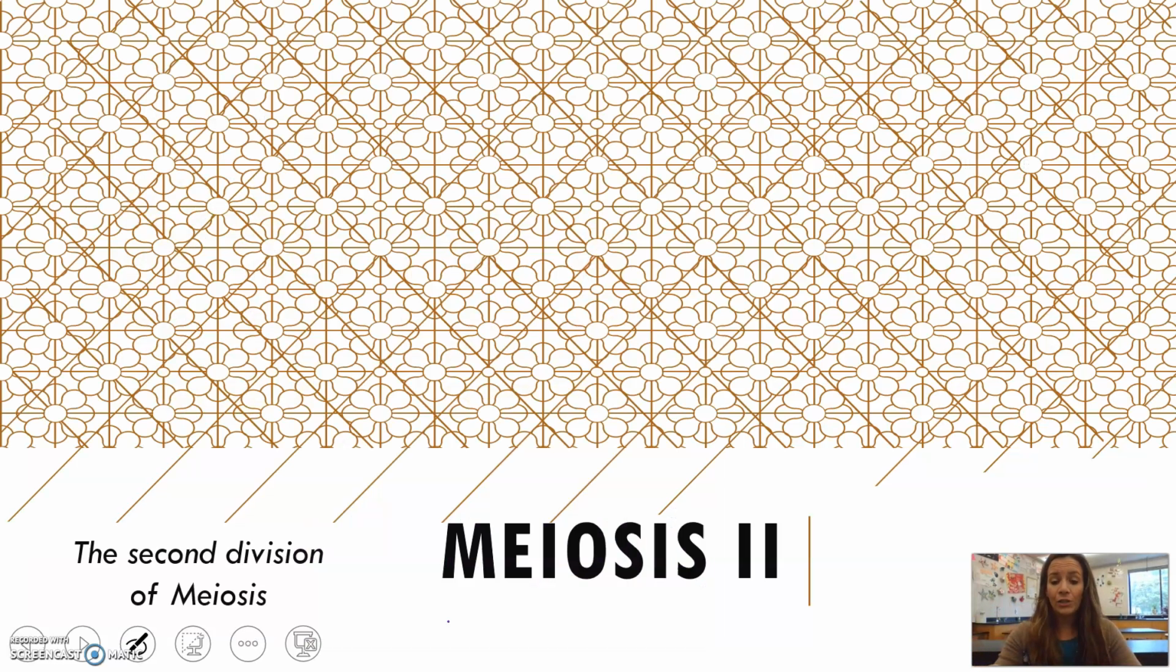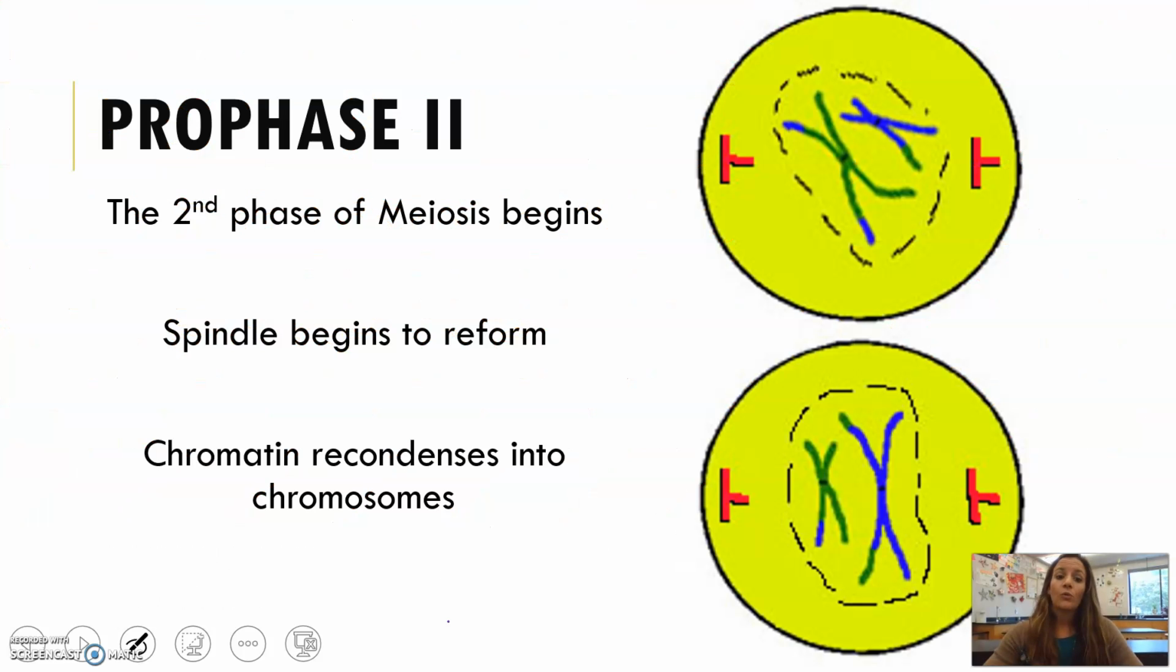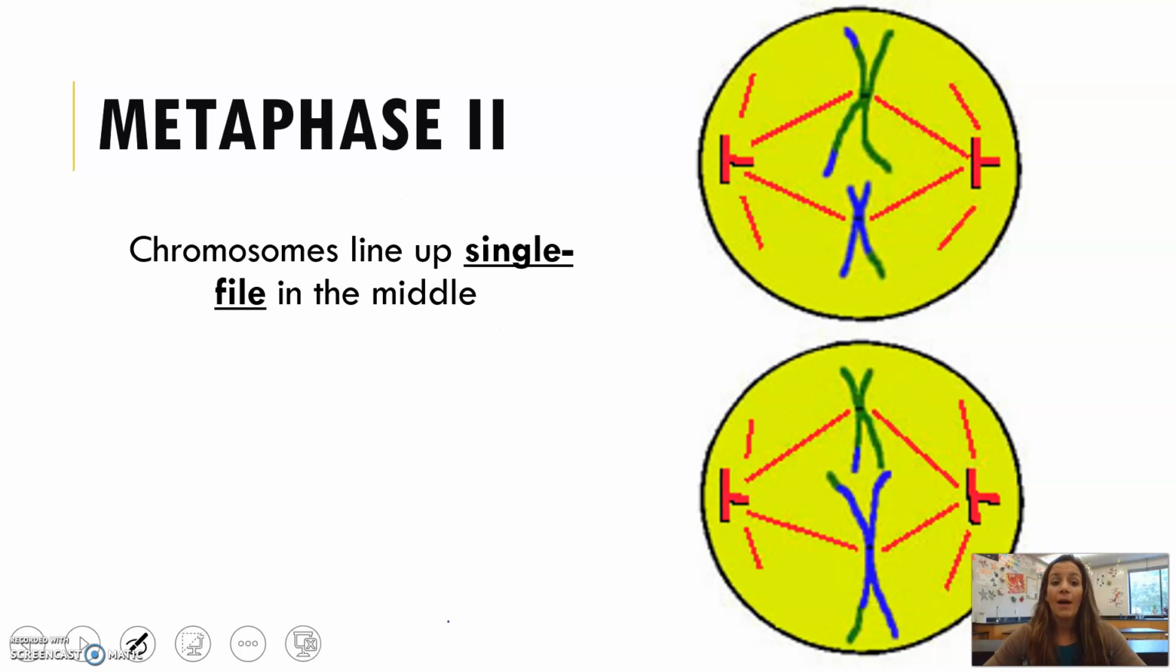So now we're going into meiosis II. So we start with prophase II, and notice we have two cells. So there's two cells going through this. So spindle begins to reform, we recondense into chromosomes. In metaphase II, this looks an awful lot like mitosis. We're lining up single file here, except remember it's two cells. So think the Roman numeral, the 2, means two cells are going through this process.